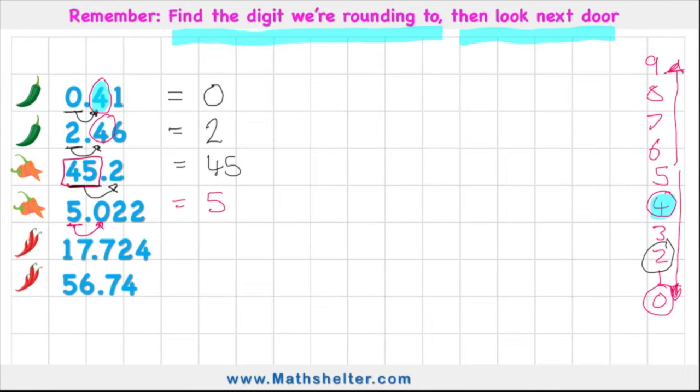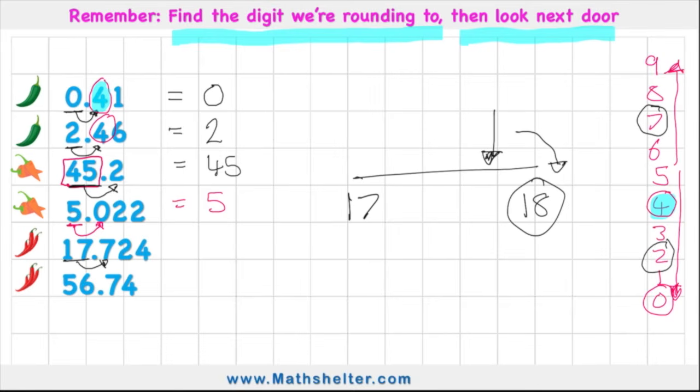17.724 needs to sit somewhere between 17 and 18. Where's it going to sit? Well, let's look at the whole number. I have 17. Look next door, I have a 7 this time. My 7 indicates I'm going to be rounding up. So 17.724 would probably be somewhere around here on my number line, and actually rounding up to 18. So for the first time, I've rounded up, and my 17.724 becomes 18 as a whole number.